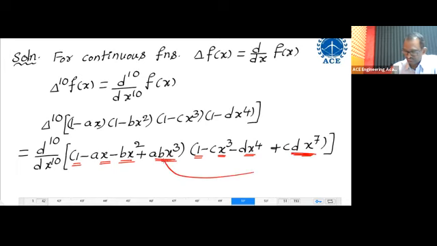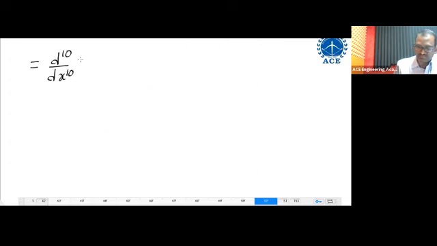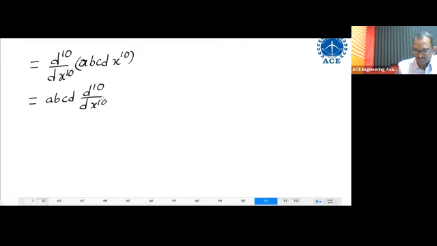Last, only these two: AB into CD, ABCD; x power 3 into x power 7, ABCD into x power 10. This is equal to ABCD into ten times the differentiation of x power 10.